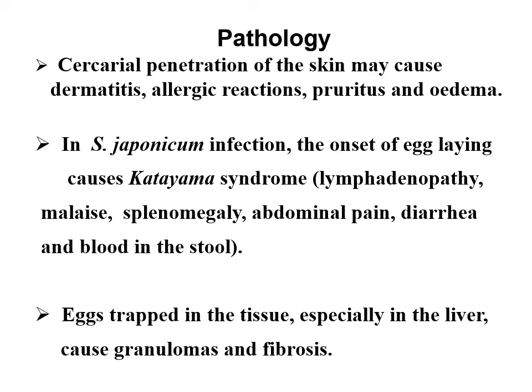It may cause malaise, and it starts to develop splenomegaly, causing abdominal pain, diarrhea, and maybe some blood in the stool. This Katayama syndrome can go for 1 or 2 months, and then it automatically subsides. The eggs which are trapped in the tissue, especially in the liver, can cause granulomas. And as I said at the beginning, the granulomas can lead to advanced, that is partial or almost advanced, fibrosis of the liver with liver dysfunction.